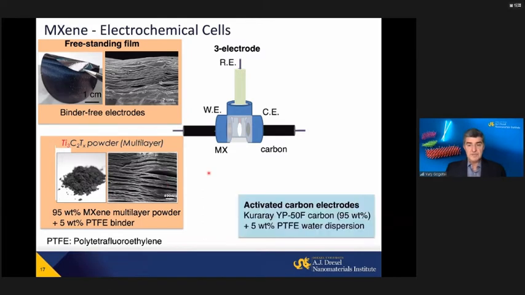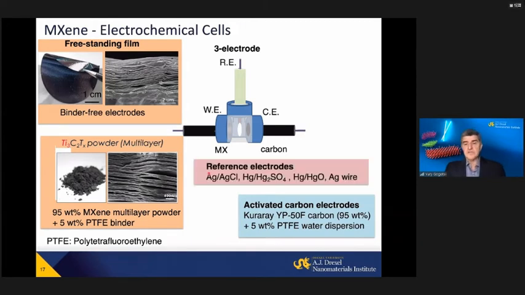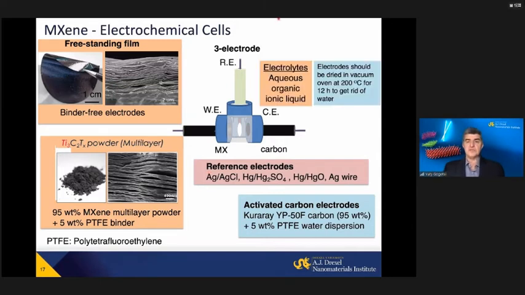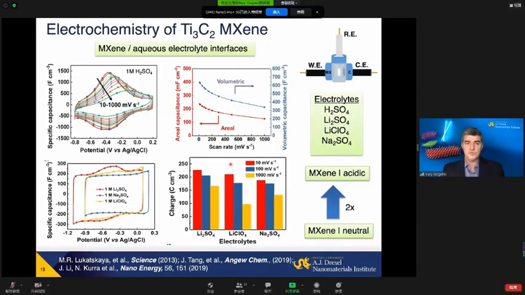Both are possible. And also in aqueous systems, we usually use activated carbon as the counter electrode, and a reference electrode in a 3-electrode cell, experiments from which I'm going to show you now. What we find there, if we take some of the salts, for example, sodium sulfate, we get cyclic voltammograms which are perfectly rectangular, very much resembling those of double layer capacitor carbon. So we assume probably no redox.